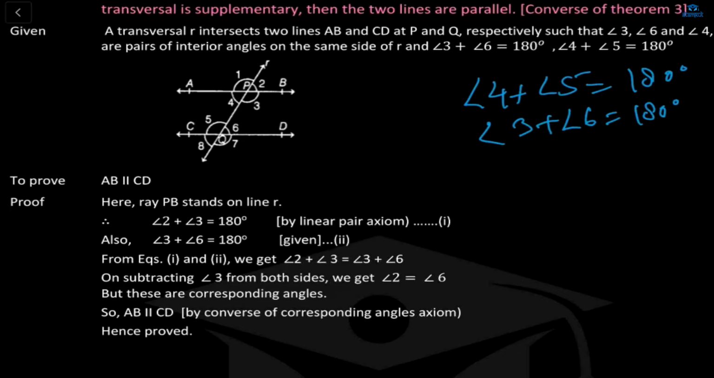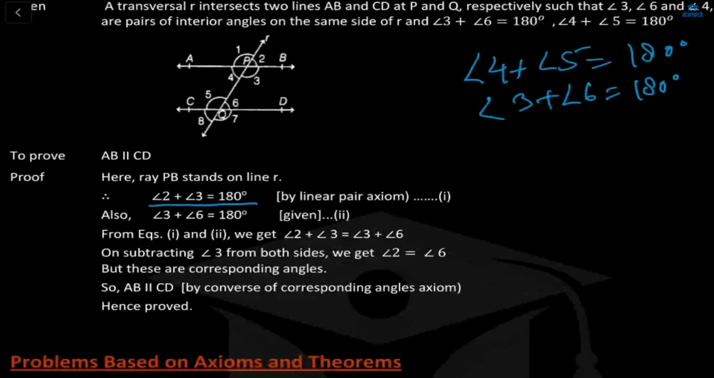We have to prove that angle 2 is equal to angle 6. Now, how can we prove angle 2 is equal to angle 6? If you take R as a line and B as a ray that is standing on this line, the sum of the two angles will be equal to 180 degrees from the linear pair axiom. So angle 2 plus angle 3 will be equal to 180 degrees, and angle 3 plus angle 6 is also equal to 180 degrees. So both are linear pairs. When you equate them, you can cancel angle 3 and you'll get angle 2 equal to angle 6.